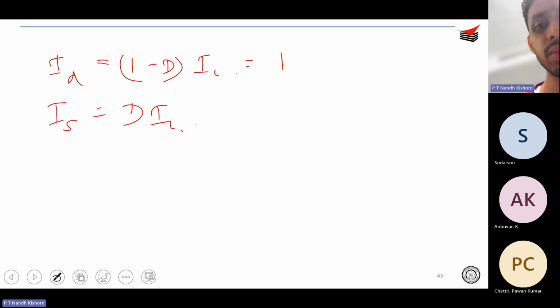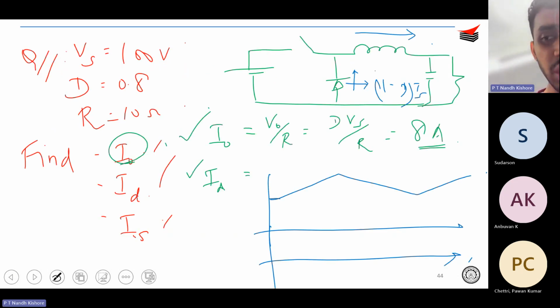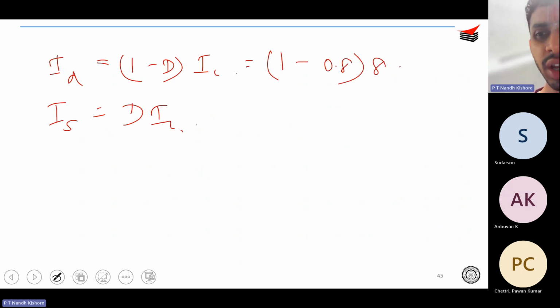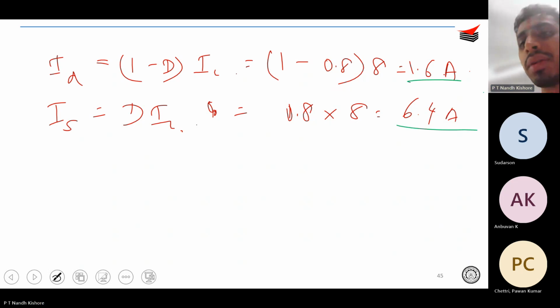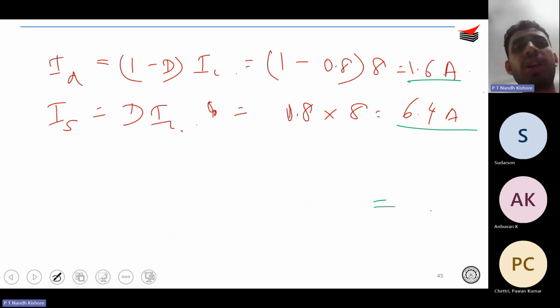So D is 0.8. So 1 minus D times IL, where IL is I naught, that is 8 amperes. That is how much? 1.6 amperes. And the IS is going to be D times IL, or 0.8 times IL. That is 6.4 amperes. Makes sense, right? Simple, right? This question. If you have any doubts, please let me know, or else I will go on to the next question.